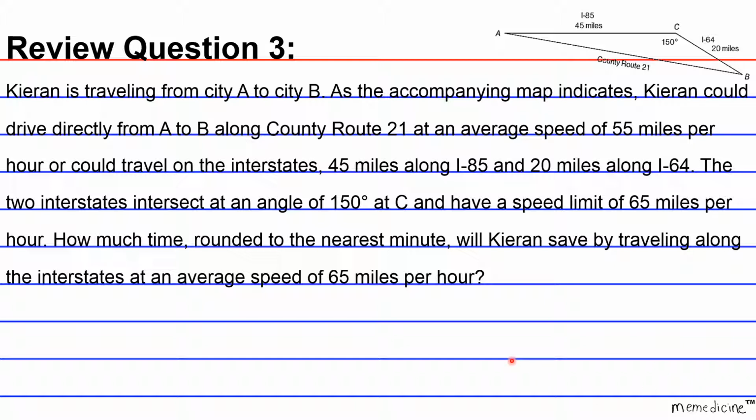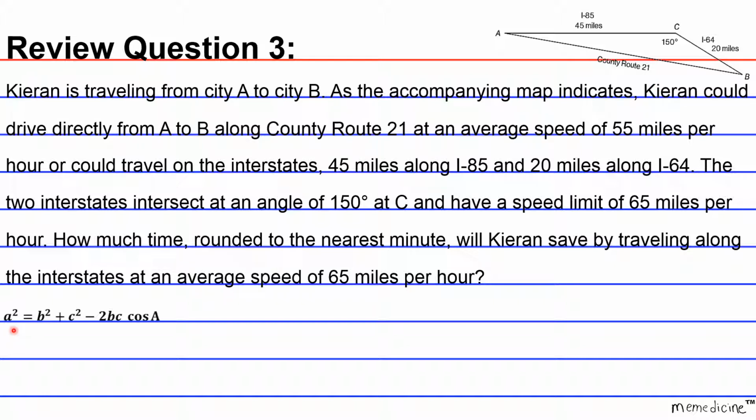All right, so you need to know the distance from A to B along County Route 21, okay? You know the two sides, but you don't know this side. And you also know the included angle, so we need the third side, obviously. We're going to have to use the law of cosines to find out the measurement of the missing side.